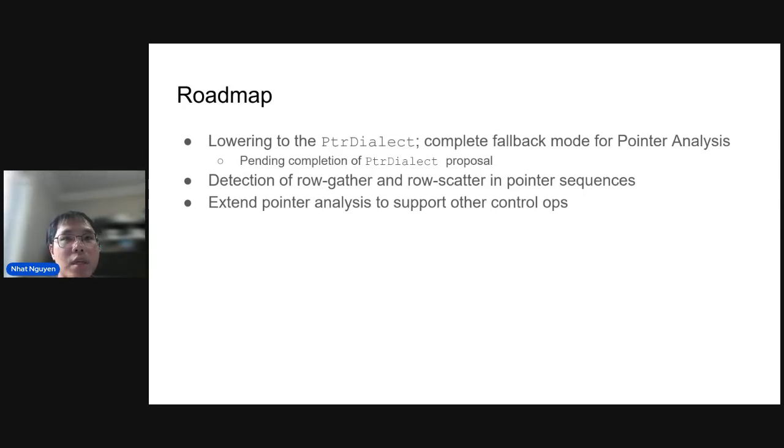In terms of the upcoming work, some of the work on our roadmap is to have complete fallback support for non-contiguous pointers. This is a change that's going to require the pointer dialect to land in MLIR first. We also want to detect more memory access patterns. The ones we're looking at are row gather and row scatter. And finally, we want to improve the passes to support IRs with control flow ops, such as SCF if.